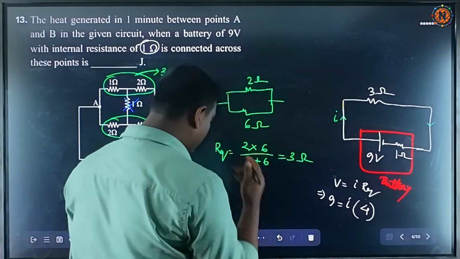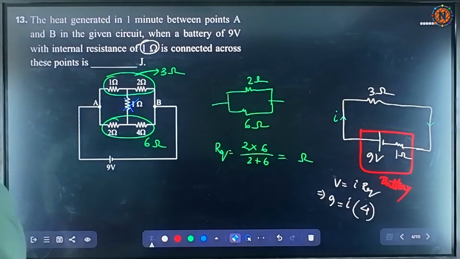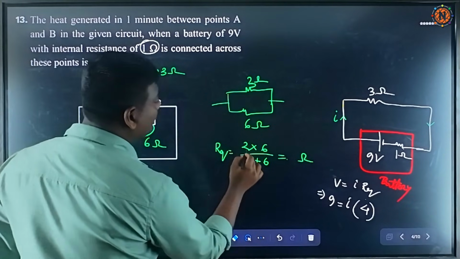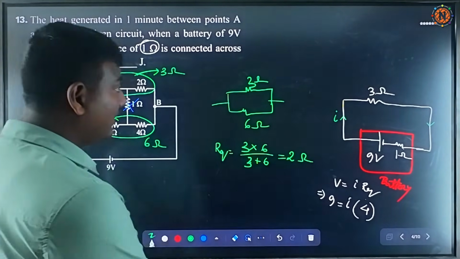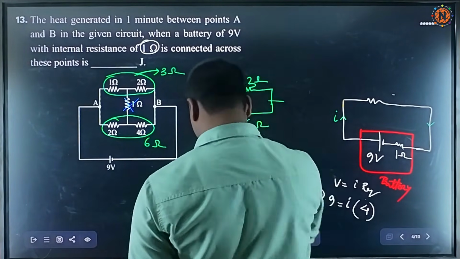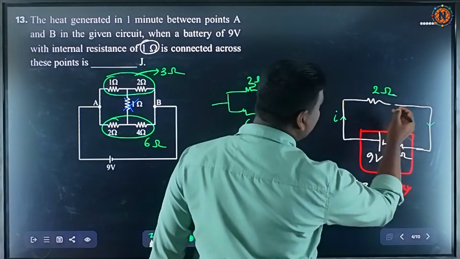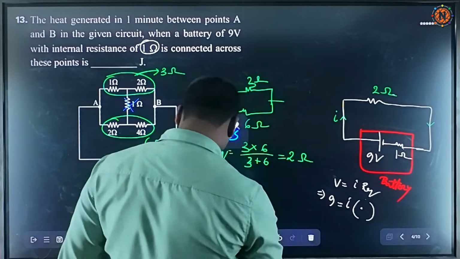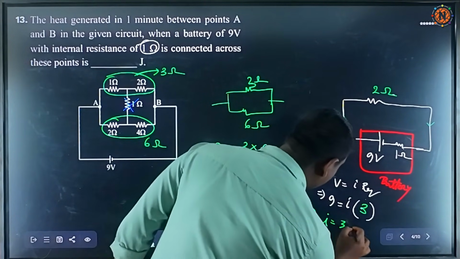Oh, sorry. This equivalent resistance, I made some mistake. Yes, this will be 1 plus 2 will be 3 ohm and this is 6 ohm. So 3 into 6 divided by 3 plus 6, that will be 2 ohm. Okay, sorry, it's my mistake. So at this point we will have 2 ohm resistance and then 1. So total equivalent resistance will become 2 plus 1, that will be 3 ohm. So from this we can find the value of current as 3 ampere.